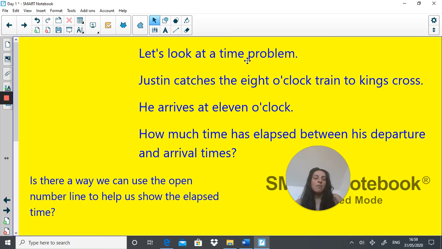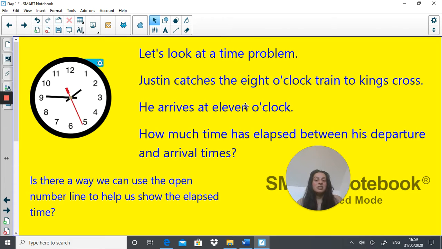Right, so let's look at this time problem that we have here. Justin catches the 8 o'clock train to King's Cross. He arrives at 11 o'clock. How much time has elapsed between his departure and arrival times? Is there a way we can use an open number line to show us how the time elapses?